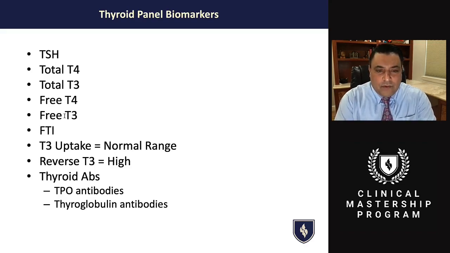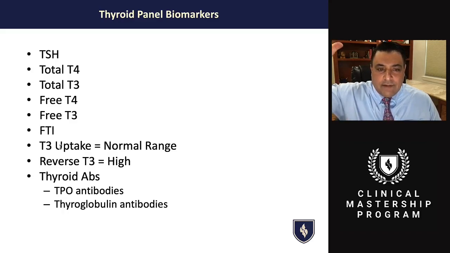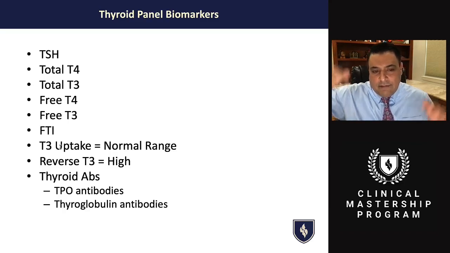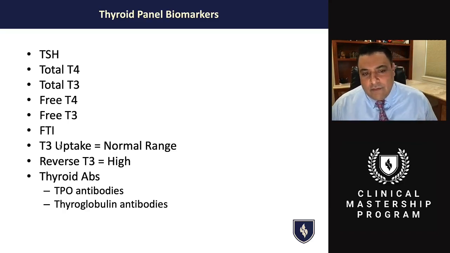There's also another marker called T3 uptake, and T3 uptake is not actual T3 hormones. T3 uptake is another calculation that's done, and it's a reflection of how much thyroid binding globulin there is in the system. It's inversely related. So if there are high amounts of thyroid binding globulin bound hormones, you have a low T3 uptake, and vice versa.